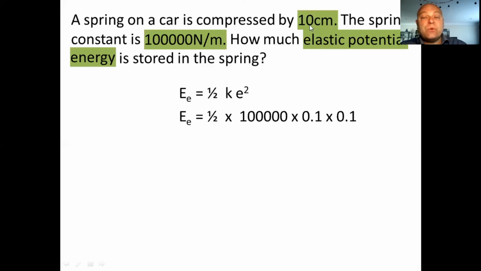The reason for that is we can't go 10 by 10 because 10 is measured in centimeters and we know extension should be measured in meters. So we need to convert it, and 10 centimeters is 0.1 meters, and it's 0.1 times 0.1 because it's extension squared. Calculate all that out and it comes out to 500. Now 500 is a type of energy, so its unit is going to be joules. You got that right? Well done.